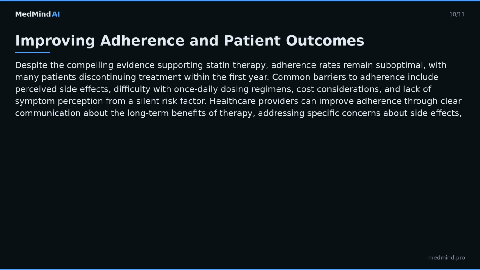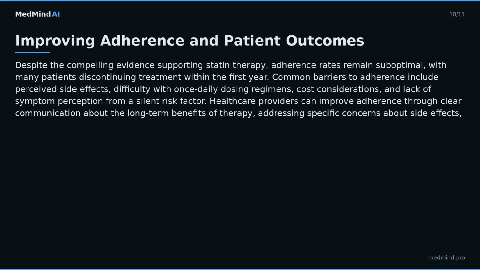Healthcare providers can improve adherence through clear communication about the long-term benefits of therapy, addressing specific concerns about side effects, and simplifying medication regimens when possible. Regular follow-up appointments allow for monitoring of tolerability and efficacy, with adjustments made as needed. Discussing cardiovascular risk reduction in concrete terms, such as the number of heart attacks or strokes prevented, can help patients appreciate the value of continuing therapy even when they feel well. Patient education materials, reminder systems, and involvement of pharmacists in medication management can all contribute to improved adherence and ultimately better cardiovascular outcomes.